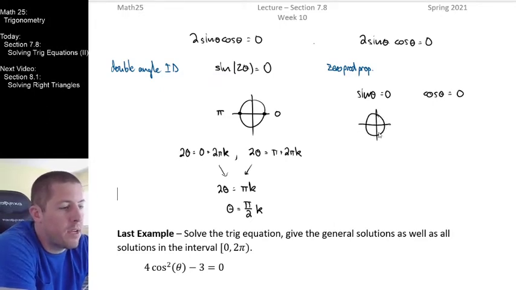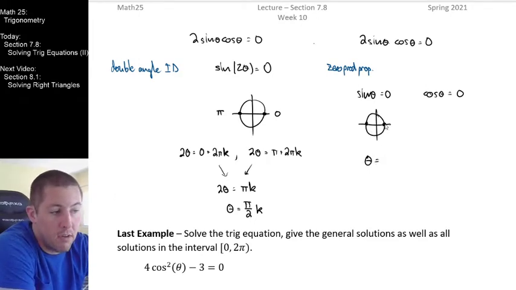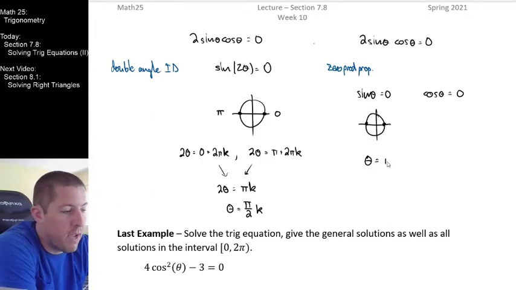When is sine theta equal to 0? Well, here and here. So that's just going to give me theta equals 0 plus 2 pi k and pi plus 2 pi k. So that's just going to give me my pi k. And over here, when is cosine of theta going to be equal to 0? Well, cosine is our left-right amount, so it's going to be here, and it's going to be here.